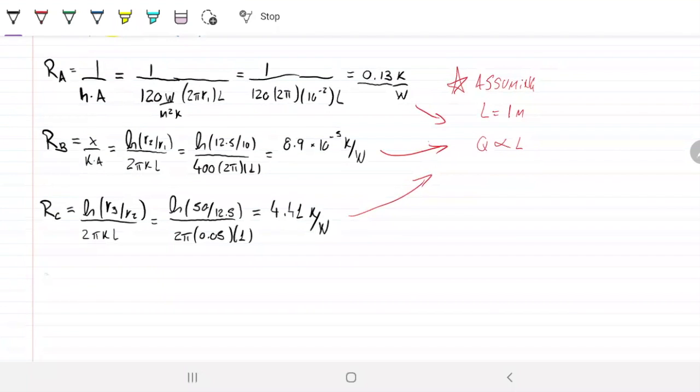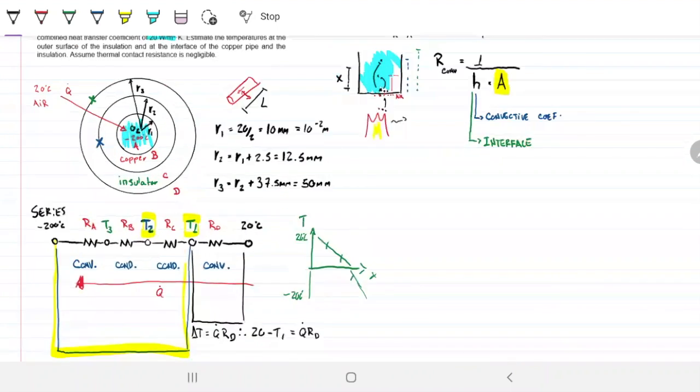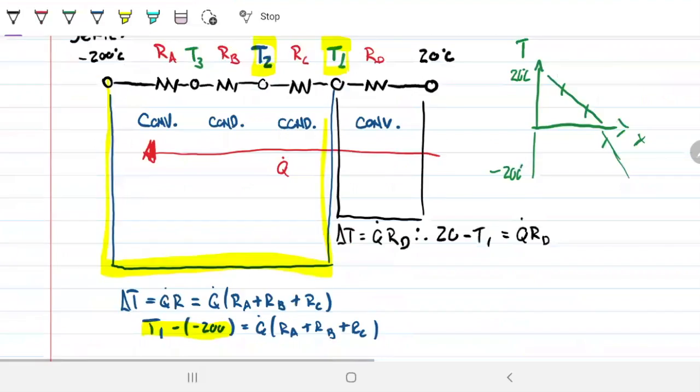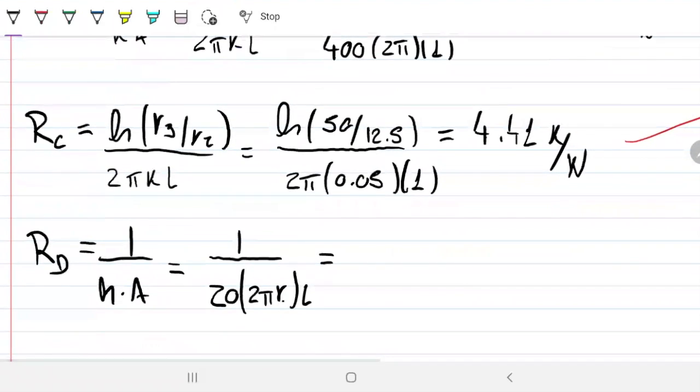Last but not least, we have RD, and we know RD is due to the interaction between the air and the insulator. So RD is a convective one, and because it's a convective one, it will be 1 over HA. This time, our H is different. Our H is 20, and our area is also different, right? Because it's going to be 2 pi RL, just like before. That didn't change, but our R is now the radius related to the interaction between the air and the insulator. So that will be our R3 in this case, the R3 on the bottom there.